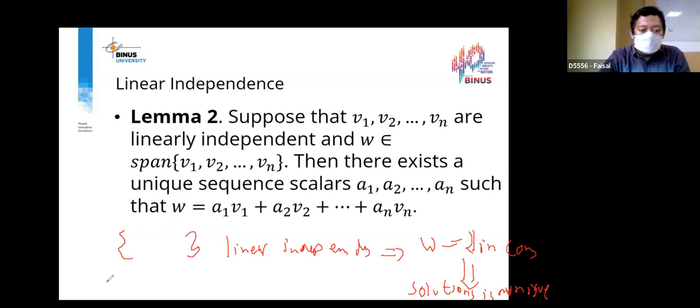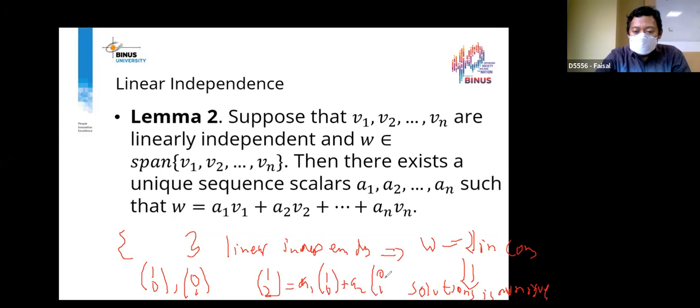Okay. For example, if we have (1, 0) and (0, 1), these are linearly independent, and we take a linear combination. For example, (1, 2) is a linear combination of these two vectors, and we write the linear combination of V1 and V2 as A1 (1, 0) plus A2 (0, 1). Then these scalars are unique. So the solution is unique: A1 must be 1 and A2 must be 2.